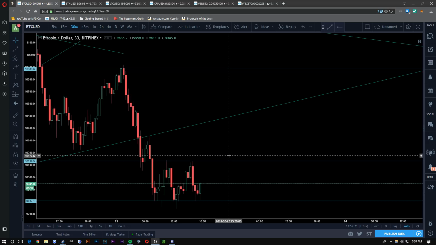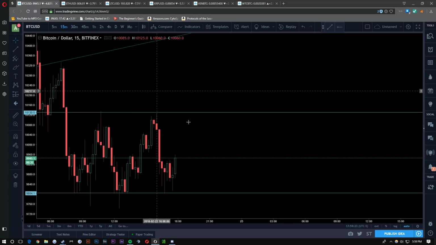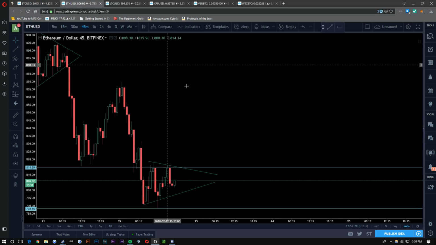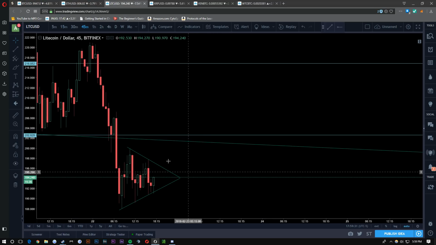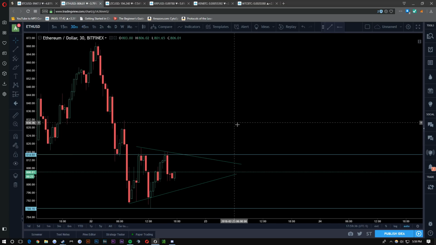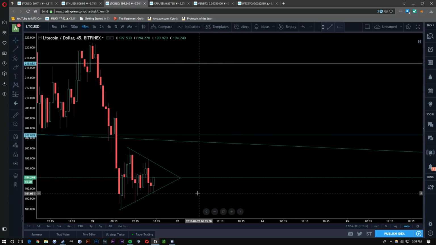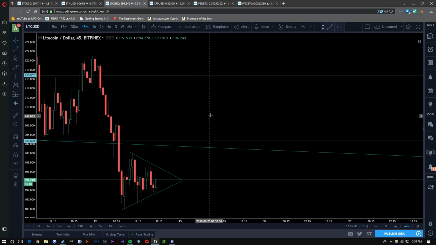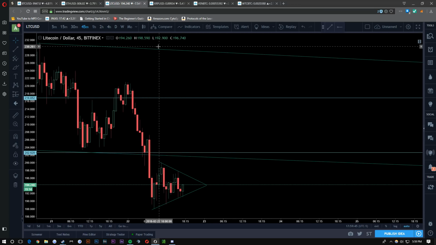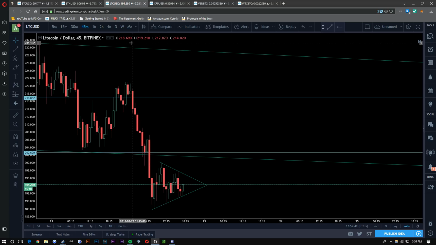So yeah, Bitcoin's playing out kind of like I said it would. Hit that support, we're bouncing up. And look at Ethereum, and look at Litecoin. Oh shit, what's going on? Oh my god, it's almost like support and resistance is playing out. Holy moly. Yeah, that's it, really. That's what I think of the market.